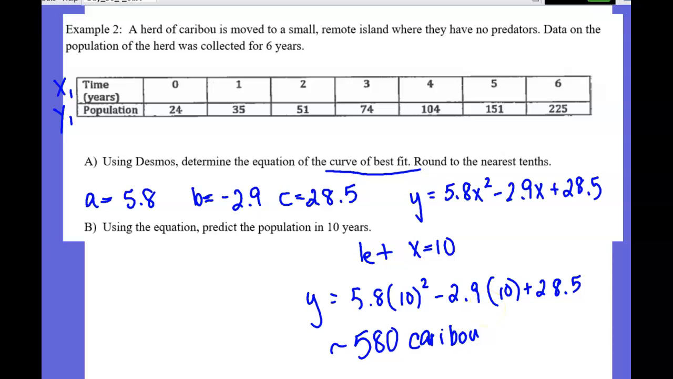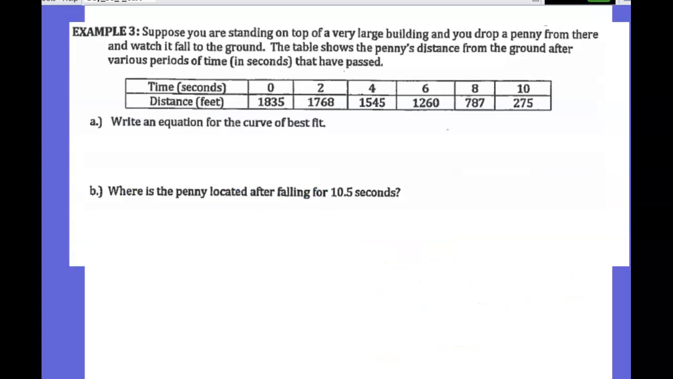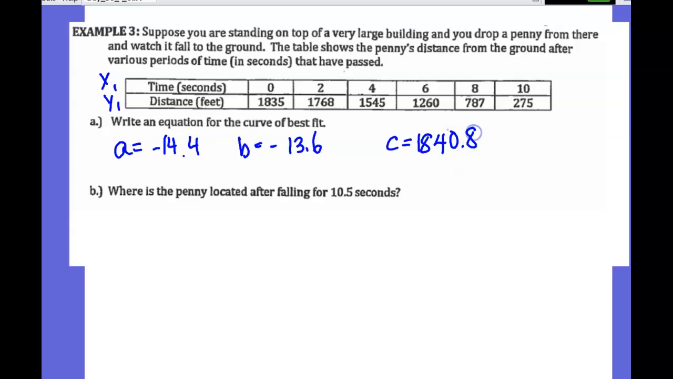All right, and so we can do another one here. You're going to put these values in again. You've got your x1 and y1. For the equation for the curve of best fit, your A is going to be negative 14.4, your B is going to be negative 13.6, and your C is going to be 1,840.8.